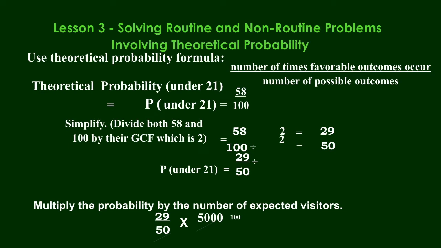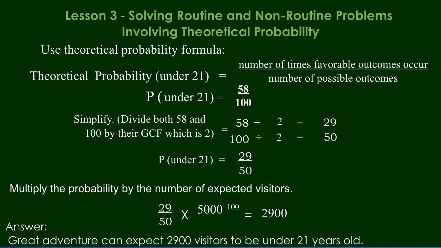So we have the GCF is 50. So 50 divided by 50 is equal to 1. 5,000 divided by 50, we have 100. So we can proceed now to multiplication. So we have 29 multiplied with 100, we have 2,900. So the answer is, the Great Adventure can expect 2,900 visitors to be under 21 years old.